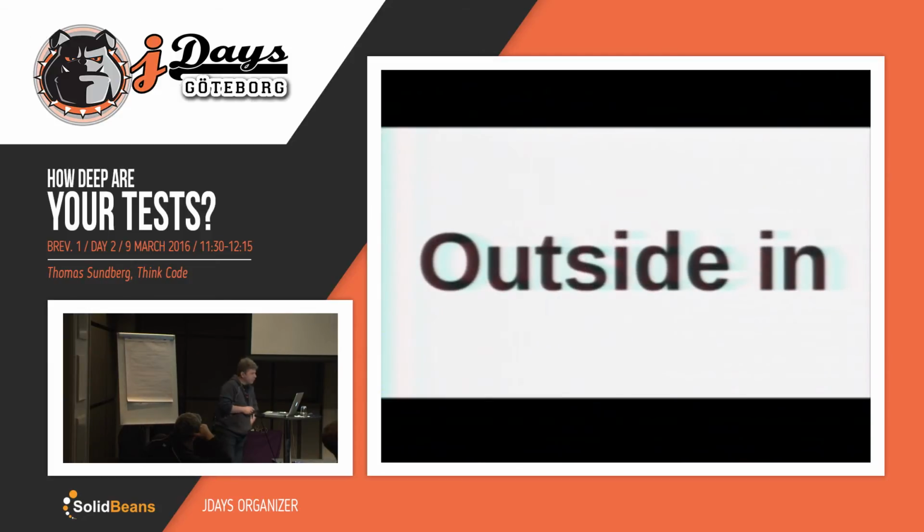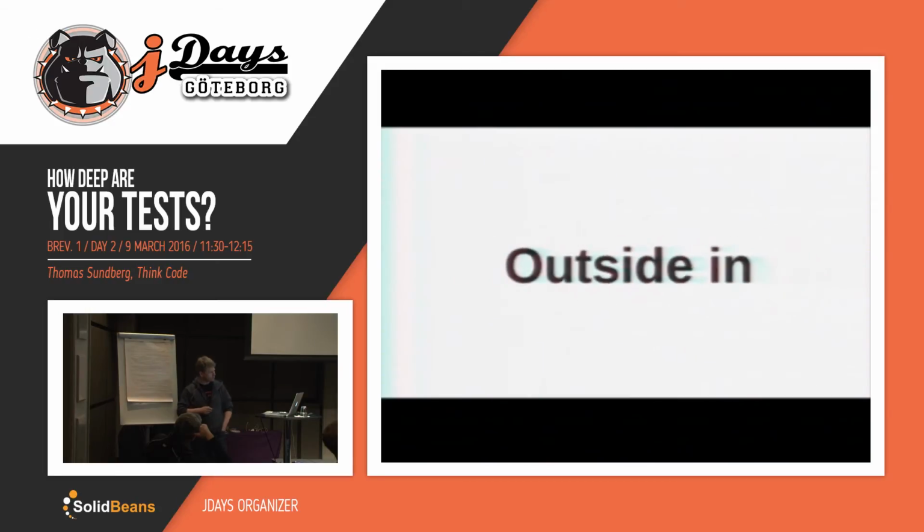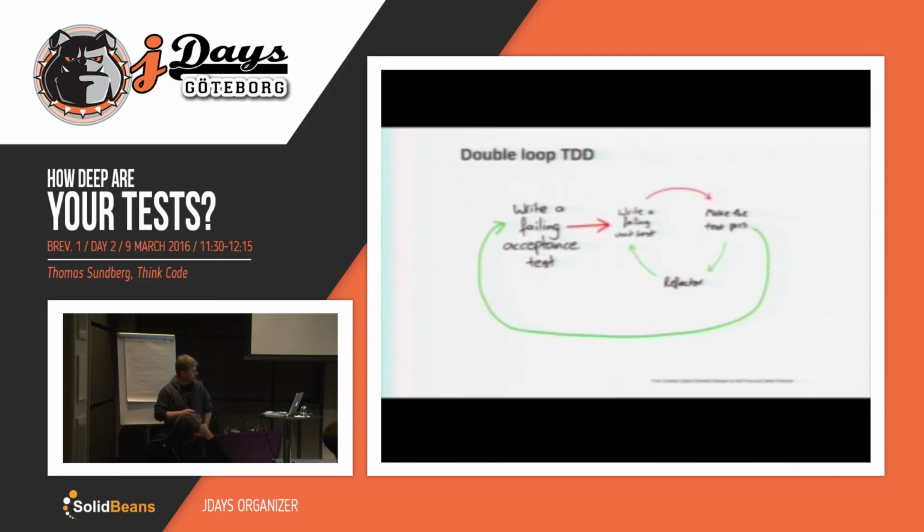This is a way of developing your software that is sometimes referred to as outside in. Some people call it top-down. It's also known as double loop TDD, outside in, as described by Nat Pryce and Steve Freeman in their book, Growing Object-Oriented Software, Guided by Tests. How many have read that book? How many have heard of it? Okay, I should keep a picture of it here.